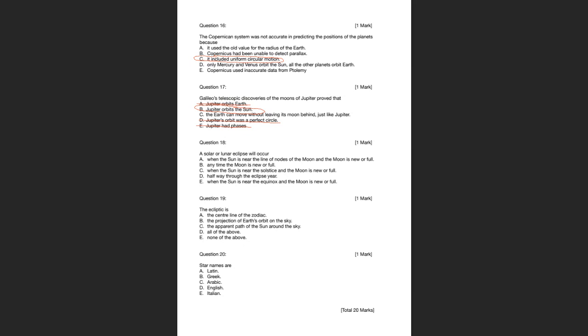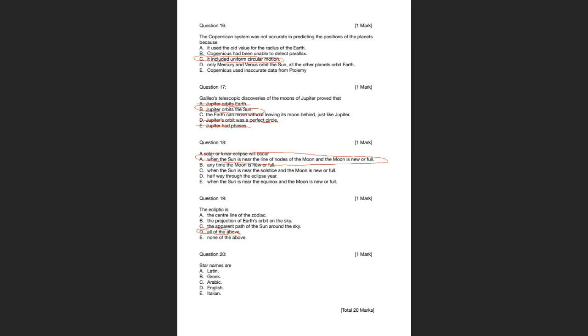In question 18, a solar or lunar eclipse will occur when? Yes, you guys are correct. That is number A. In question 19, the ecliptic is what? Yes, that is number D, because the ecliptic is the center line of the zodiac. It is also the projection of Earth's orbit on the sky, and it's also the apparent path of the sun around the sky.